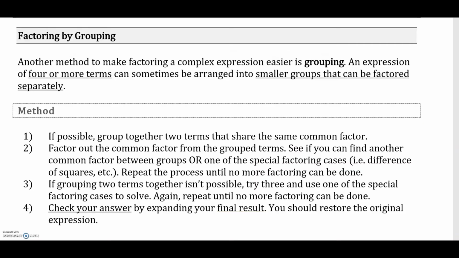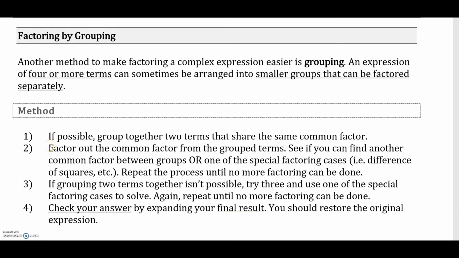In working towards factoring quadratic expressions that have an a value not equal to 1, we're going to look at factoring by grouping. This is another method that we use to factor complex expressions with 4 or more terms. So sometimes we can arrange the number of terms that are given into smaller groups that can be factored by considering common factors of individual groups of terms. The method is as follows.